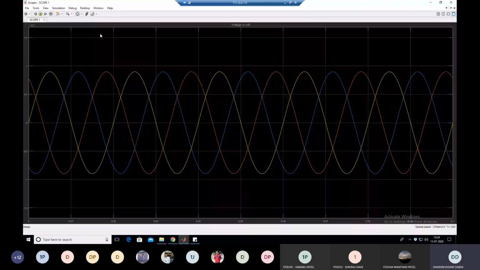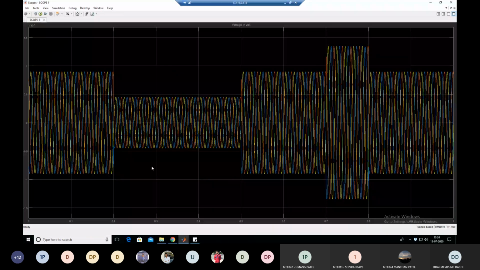So you can observe this waveform. All of you see this screen? Scope 1 waveform. You can see that in the x-axis there is time, and in the y-axis there is magnitude. Between 0.2 to 0.5 second, the voltage reduces here. You can see that it is 0.5 per unit.